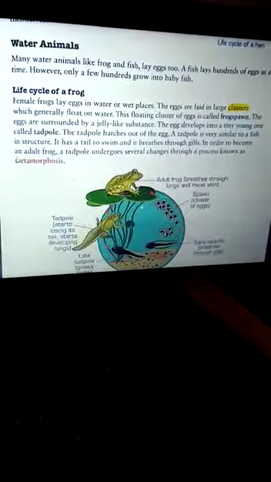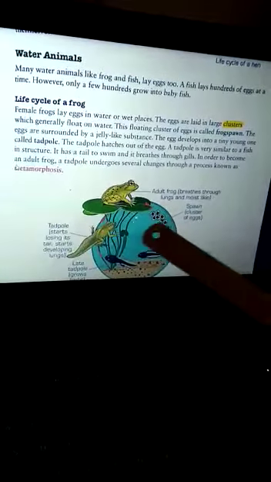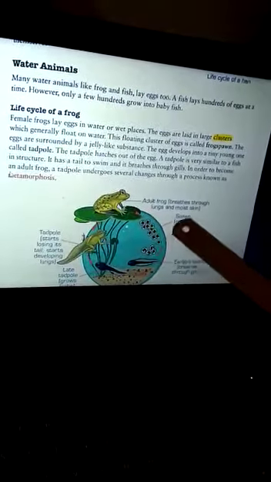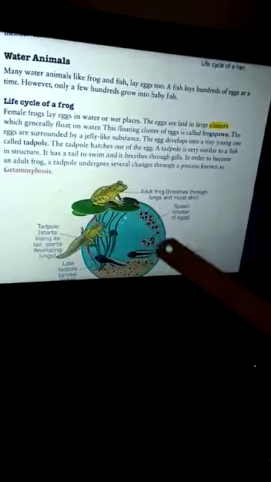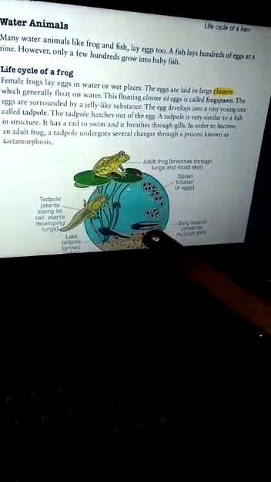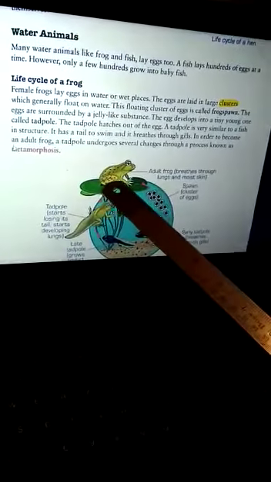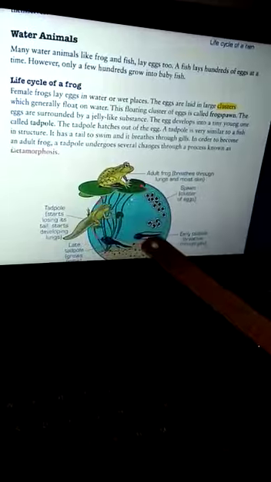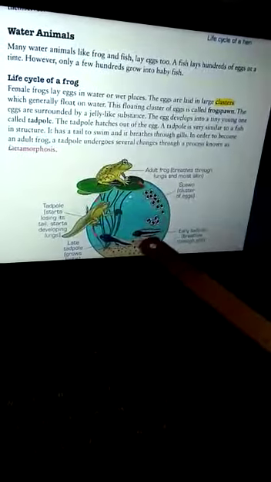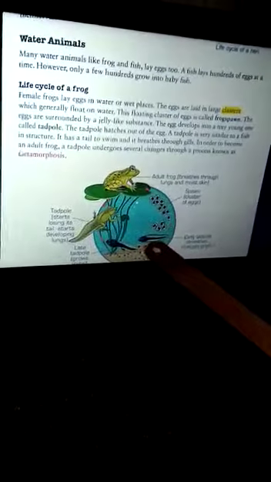So look at this diagram, children. The frog lays eggs in water, and this is a cluster of eggs. It is called frog spawn, and it is surrounded by a jelly-like substance to protect the eggs. After some days, the tadpole comes out of the egg. This tadpole does not resemble an adult frog, and it breathes through gills. It eats small water plants, and it swims like a fish and really resembles any other fish.